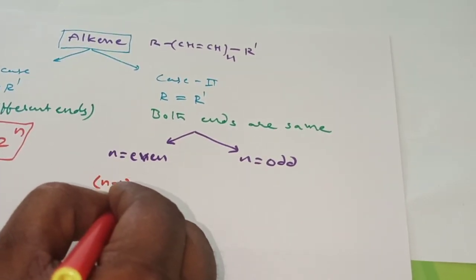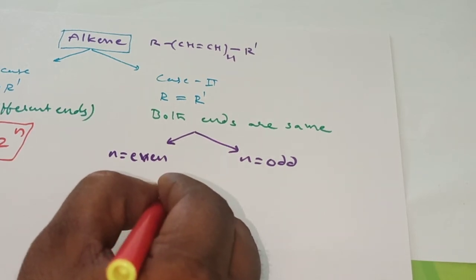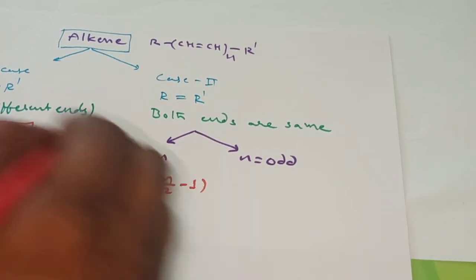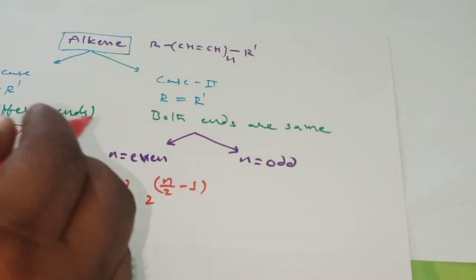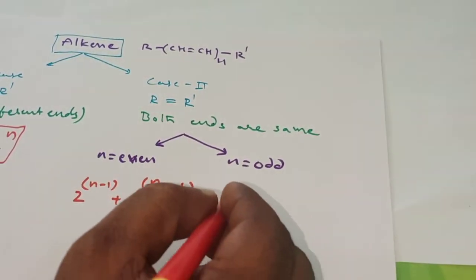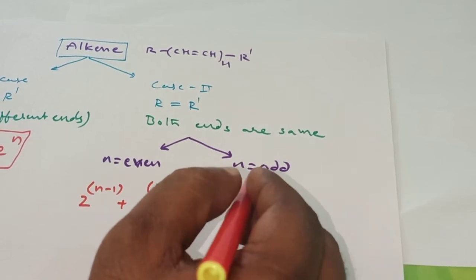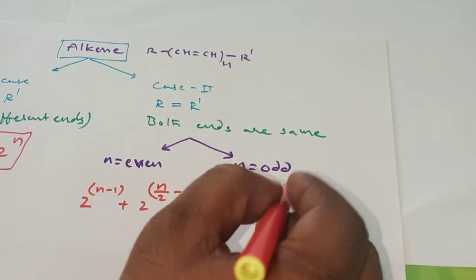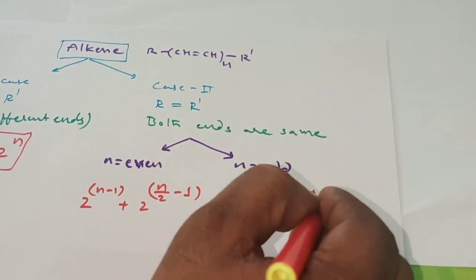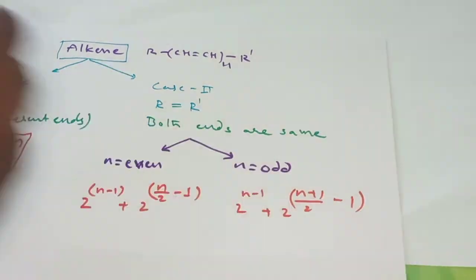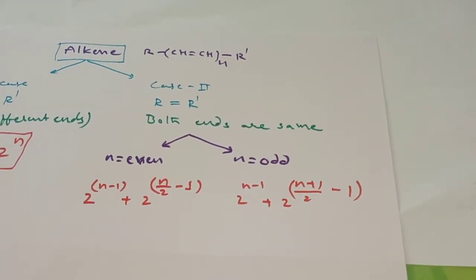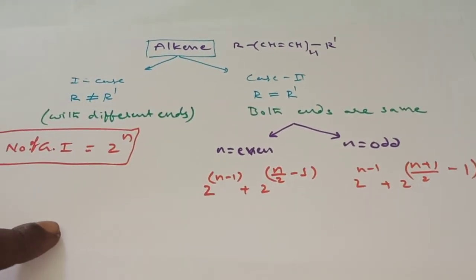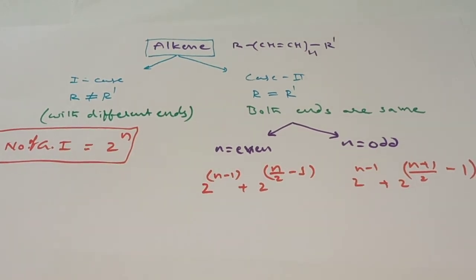minus 1 plus 2 to the power n by 2 minus 1. And in case n is odd, the number of geometrical isomers is 2 to the power n minus 1 plus 2 to the power n plus 1 upon 2 minus 1. Just remember this formula. If you remember these formulas, you can calculate the number of possible geometrical isomers for a given alkene and its derivative. Clear? So please note these formulas.